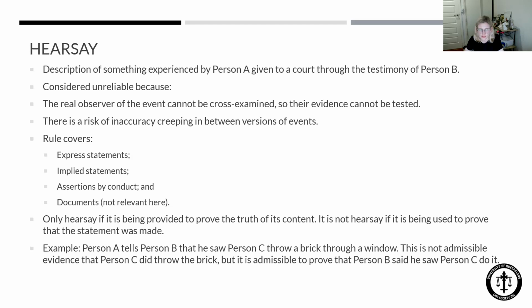It is only hearsay if it is being used to prove the truth of its content. It's not hearsay if it's being used to prove that the statement was made. So if somebody is giving evidence that they heard a person talking on the phone and saying, I did this particular thing, it is evidence that that person has told another one on the phone that that's what they did, which is potentially relevant for prior consistent or inconsistent statements purposes. It is not evidence that they actually committed the offence.